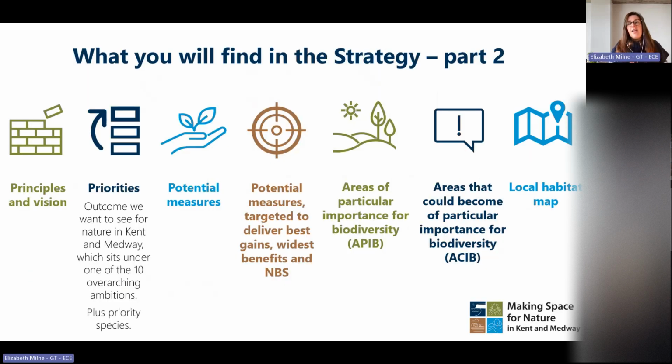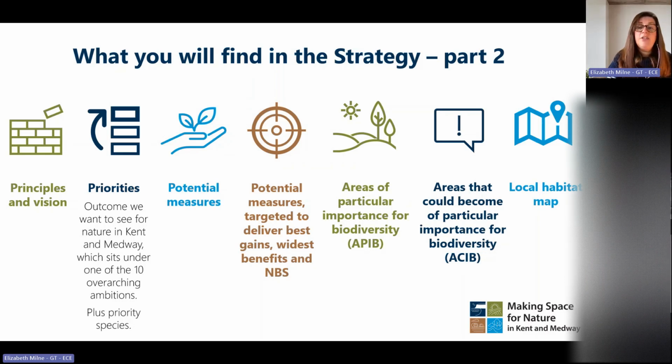So sitting under those 10 ambitions as to what we want to achieve for nature are more detailed priorities, which outline the outcome we want to see for nature in Kent and Medway. And in addition to these priorities for nature recovery, there is also a number of priority species that have been identified for action to be focused on.